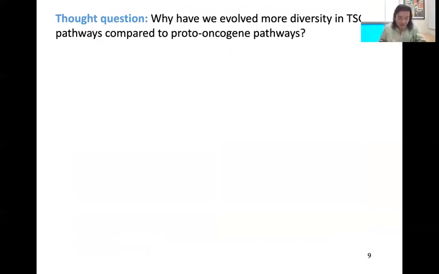So we ended up evolving many diverse pathways of tumor suppressor genes. There are far more tumor suppressor gene pathways in our cell compared to proto-oncogene pathways. We've talked about proto-oncogenes like RAS, SRC, MYC, and AKT. Those are real standouts, and they kind of represent the main proto-oncogenic pathways in our cells. And yet, as we will see, tumor suppressor gene pathways are much more diverse. So why have we evolved much more diversity in the TSG pathways compared to proto-oncogene pathways? What would be the evolutionary rationale for that?